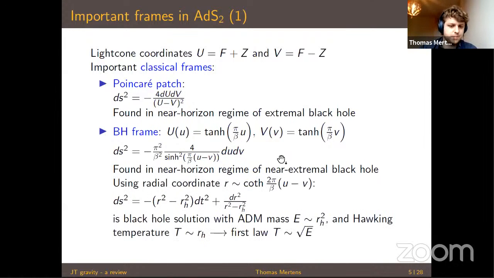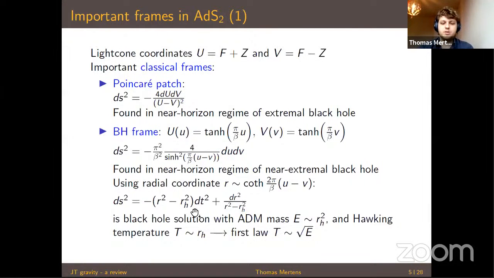Now, to see that this is a black hole geometry, it is convenient to go to a different radial coordinate, which I call r, which is related to the radial coordinate in these null coordinates by using this hyperbolic cotangent transformation. Going to this radial coordinate, you find this typical black hole form of the metric, where r equals r_h would be the black hole horizon.